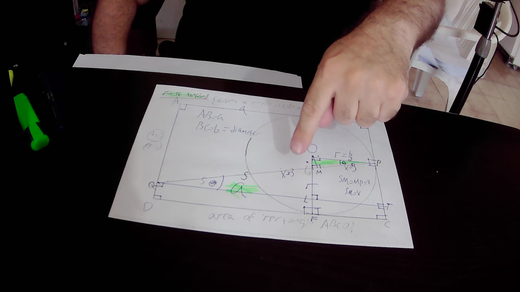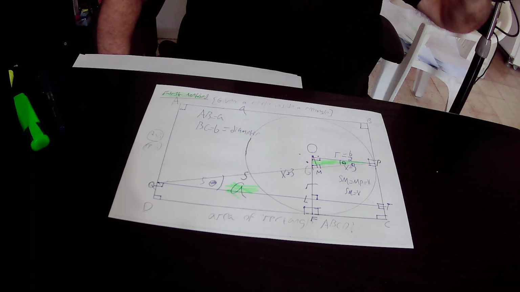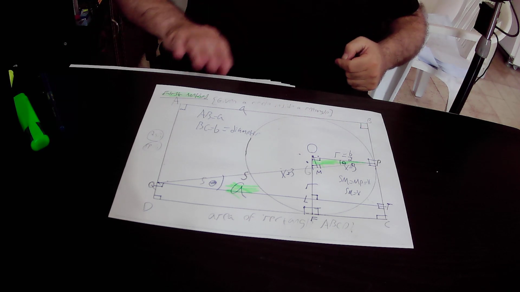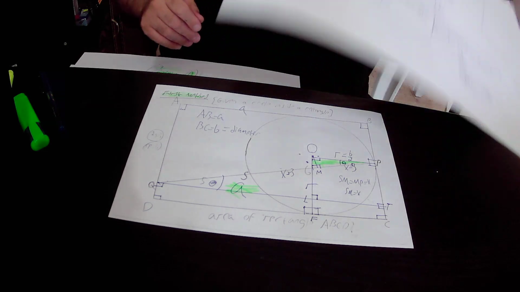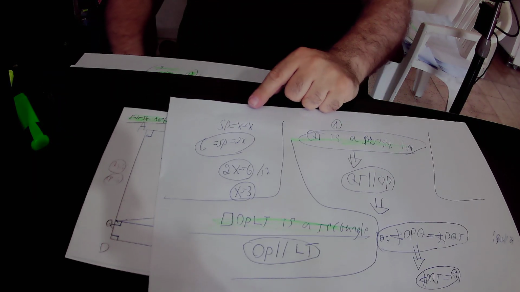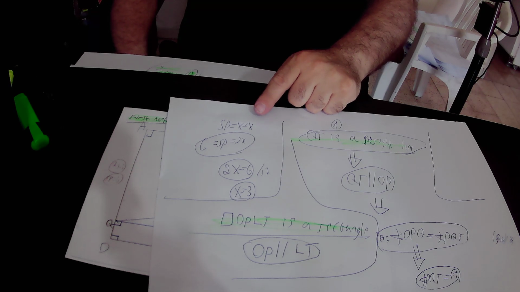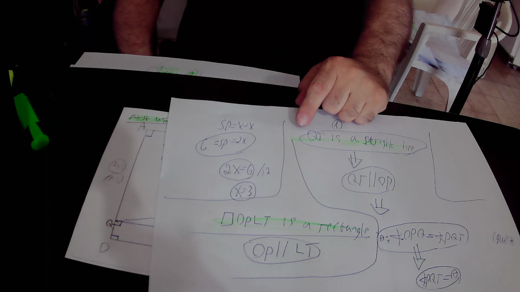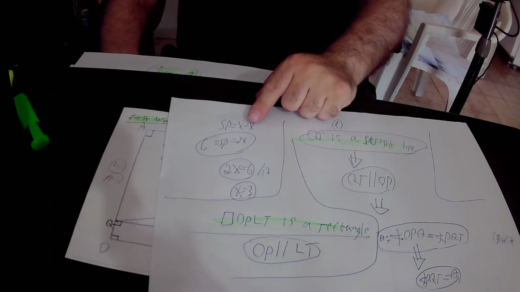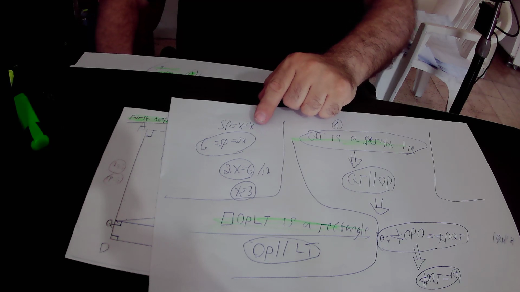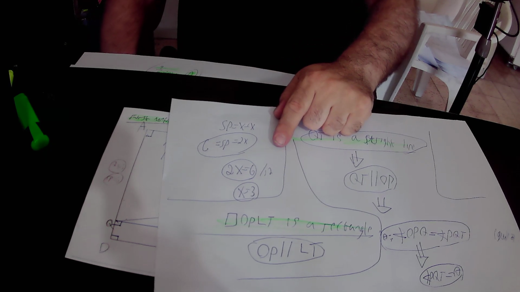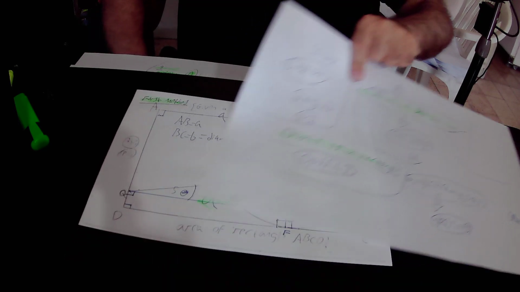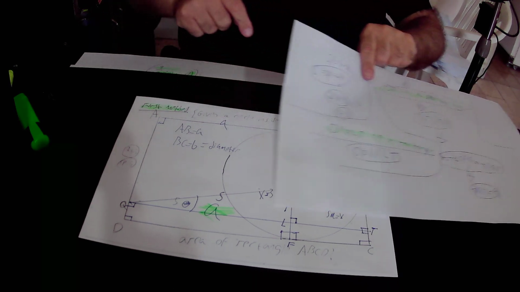So SM equals X and MP equals X, but from the drawing it is very easy to see that X plus X equals SP. X plus X is 2X, and 2X equals SP, but SP equals 6 units according to what is given in the question. So 2X equals 6. We divide this equation by 2 and we get that X equals 6 over 2, which is 3. So X equals 3.